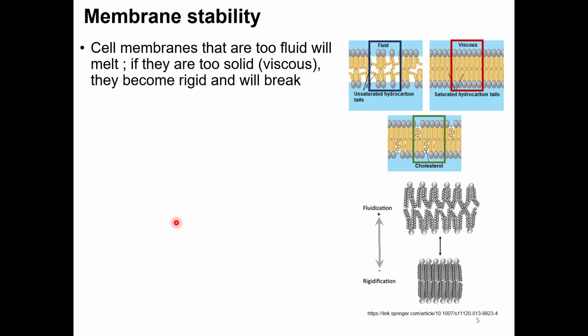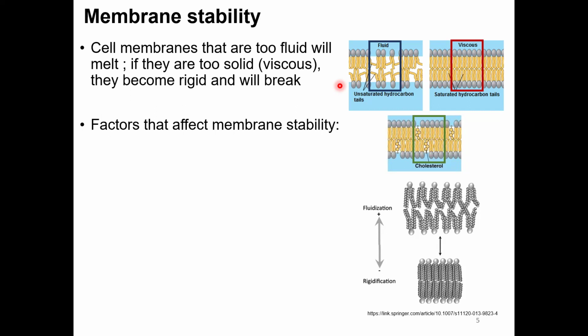So one thing about the membrane itself, it has to be stable. If it is too fluid like this, where there's too much space and things going on, it would basically melt. If we have something that's too solid like this, where it's viscous, it will end up being too rigid, and end up breaking.